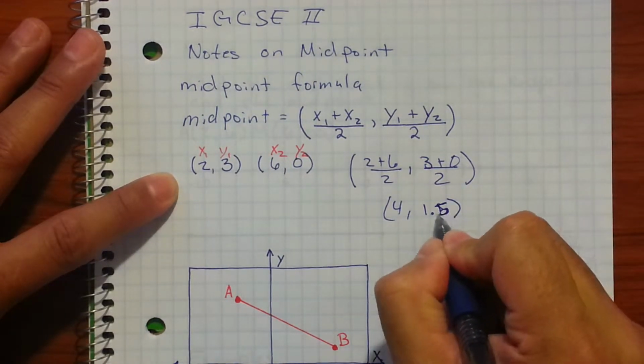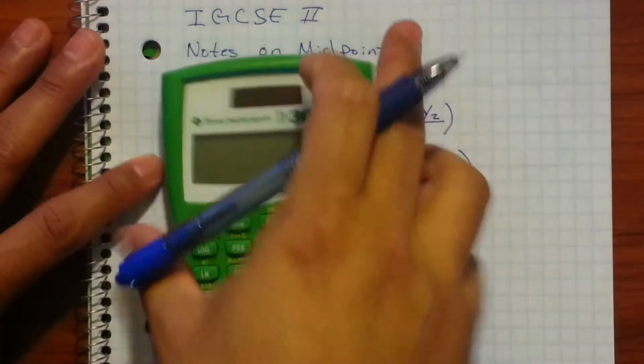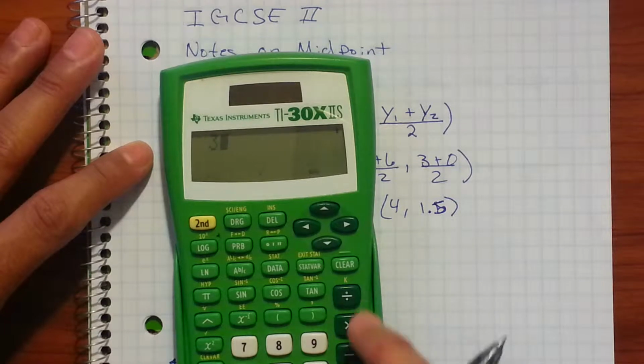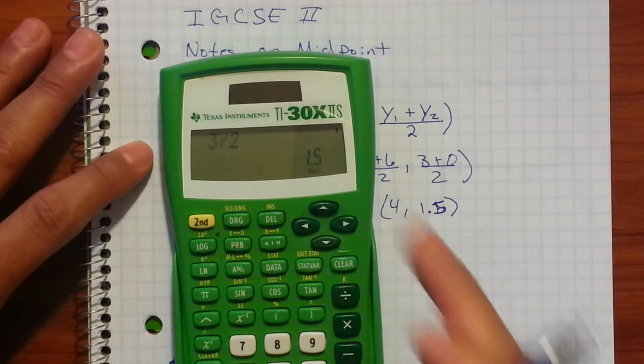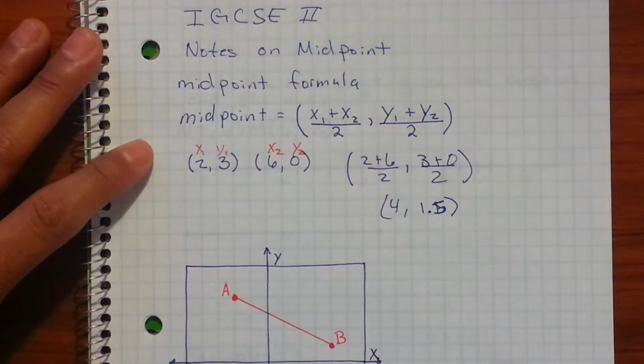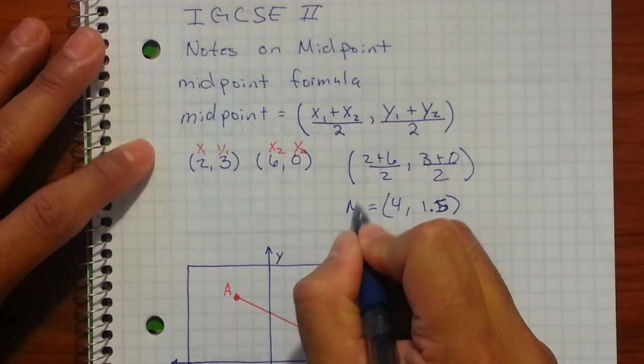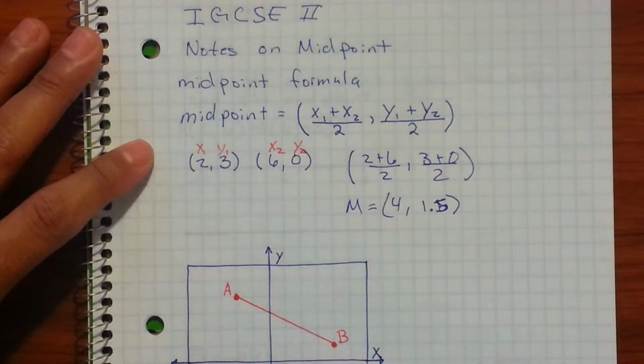3 divided by 2 is 1.5. So if you totally lost me on that one, I'll prove it. 3 divided by 2 is 1.5. So that's going to be the coordinate of my midpoint, which is normally referred to as a capital M.